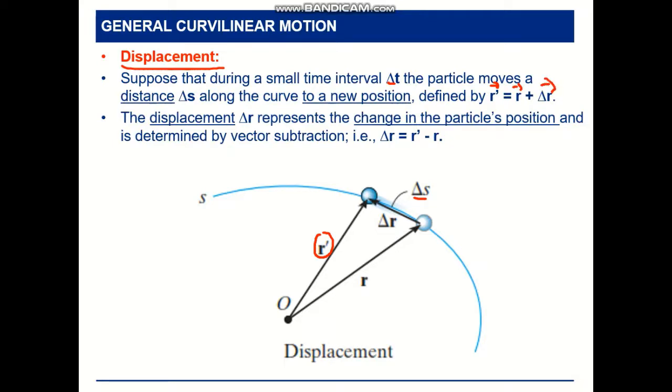Vector addition, we made it, and then we end up with the r prime. The displacement delta r represents the change in the particle's position and is determined by vector subtraction, which is delta r equal to r prime, a vector quantity, minus r, which is the previous position. So if we subtract both of them as vector quantities, we will have delta r, which is also a vector quantity. So we are going to do vector algebra in this kind of motion.